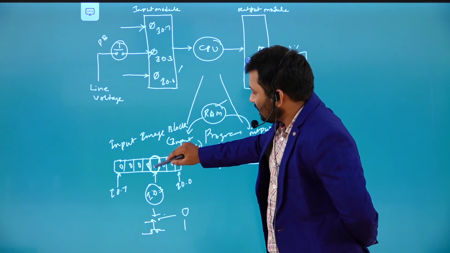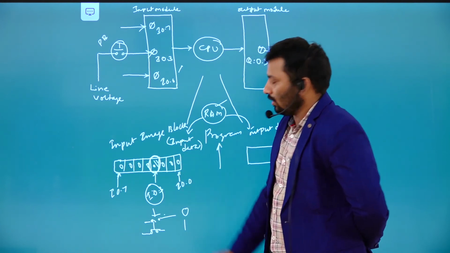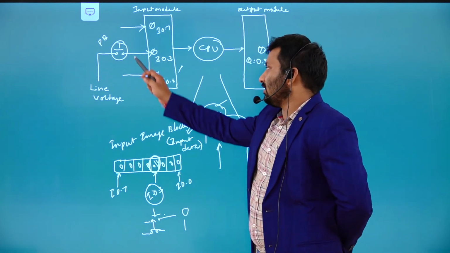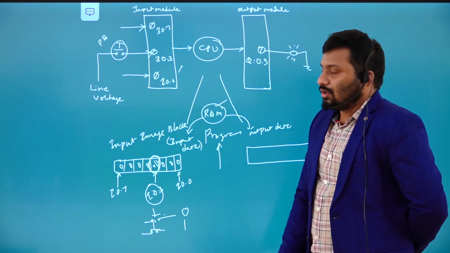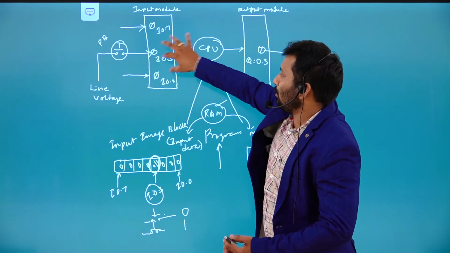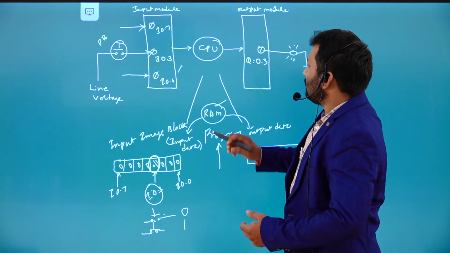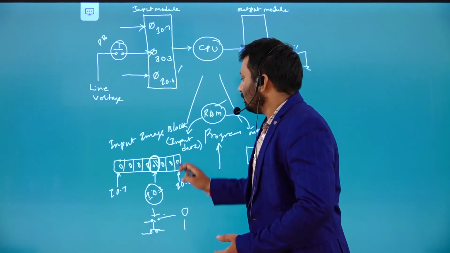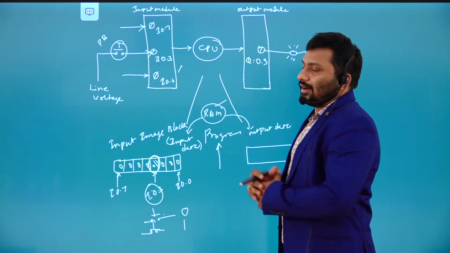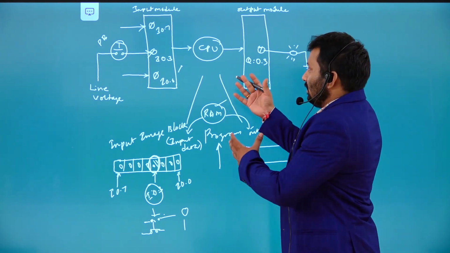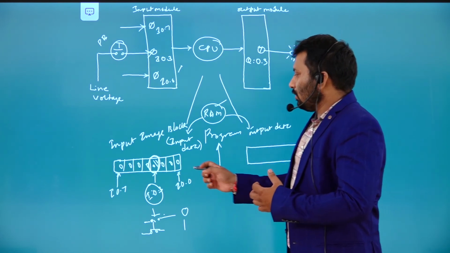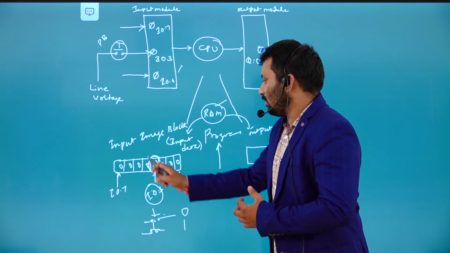That means this data may be 0 or 1. If it is open condition, the push button is open, it is 0. If it is closed condition, it is 1. So like that, from this input module, the CPU is going to get this data as an input image block that is going to be stored in the RAM as input data. So this expected data is this one.